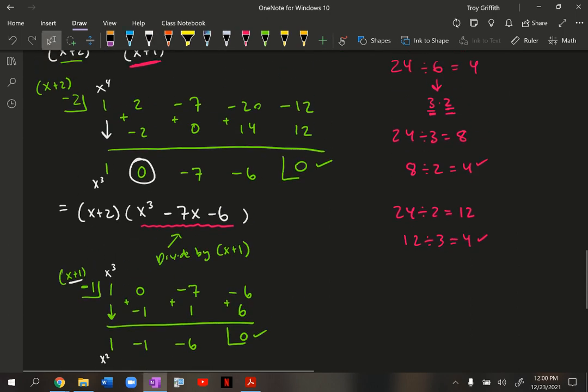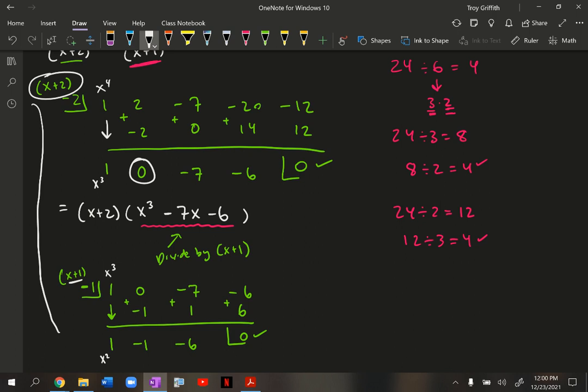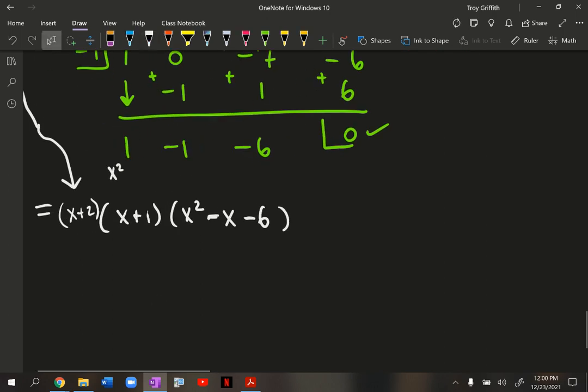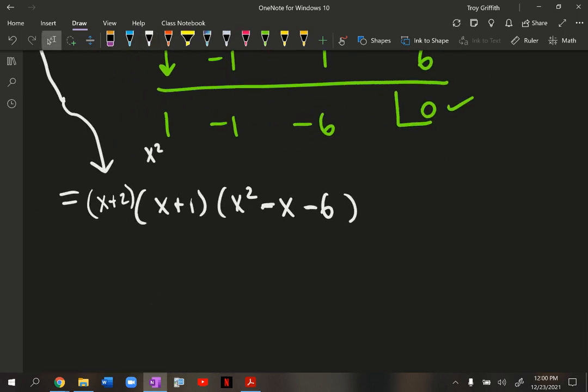What I'm forgetting is that at the beginning, I divided by x plus 2. So this does not just magically disappear. It is still part of the factored form of my function. So I need to make sure that I include that here. So I've really got x plus 2 times x plus 1 times this remaining thing here. And this is a quadratic.